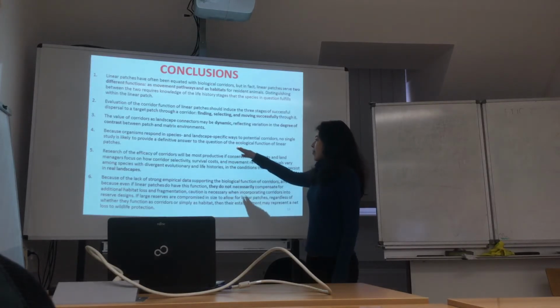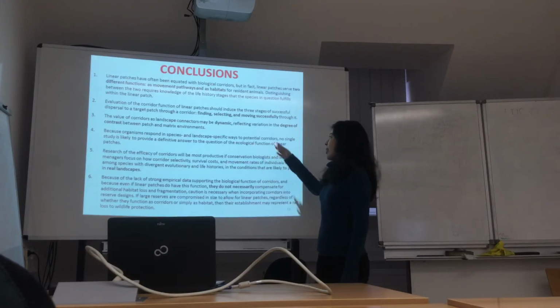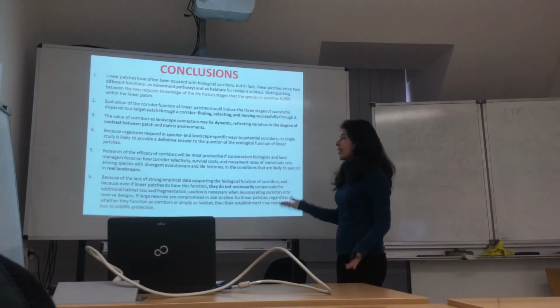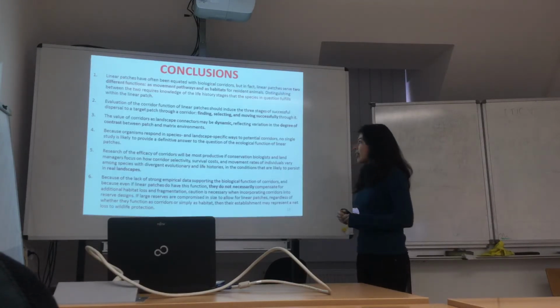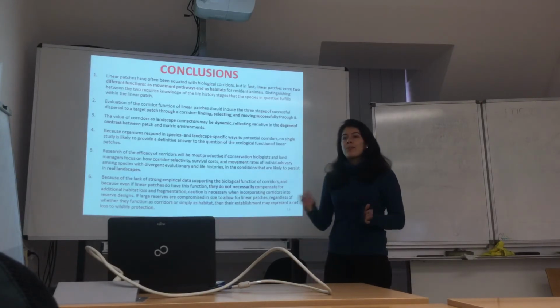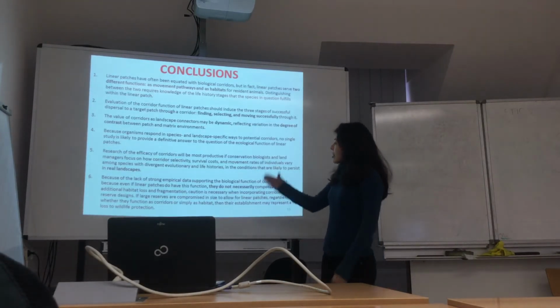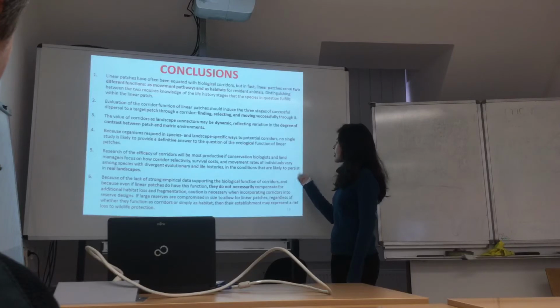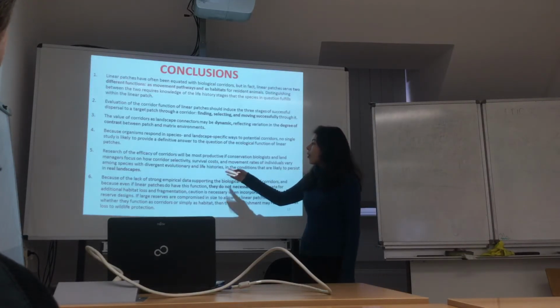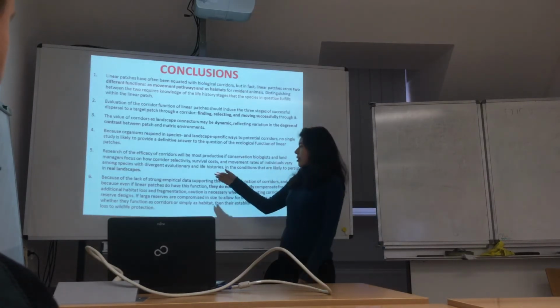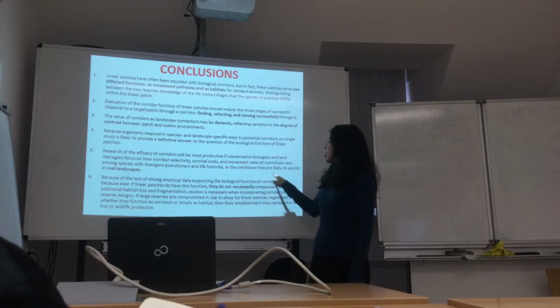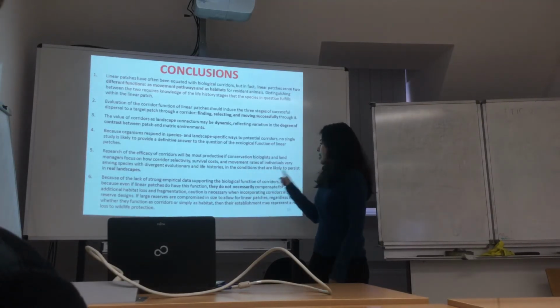And because organisms respond in species and landscape specific ways to potential corridors, no single study is likely to provide a definitive answer to the question of the ecological function of linear patches, as in most cases in ecology, where you have to do species-specific studies. Research of the efficacy of corridors will be most productive if conservation biologists and land managers focus on how corridor selectivity, survival costs, and movement rates of individuals vary among species with divergent evolutionary and life histories in the conditions that are likely to persist in landscape.